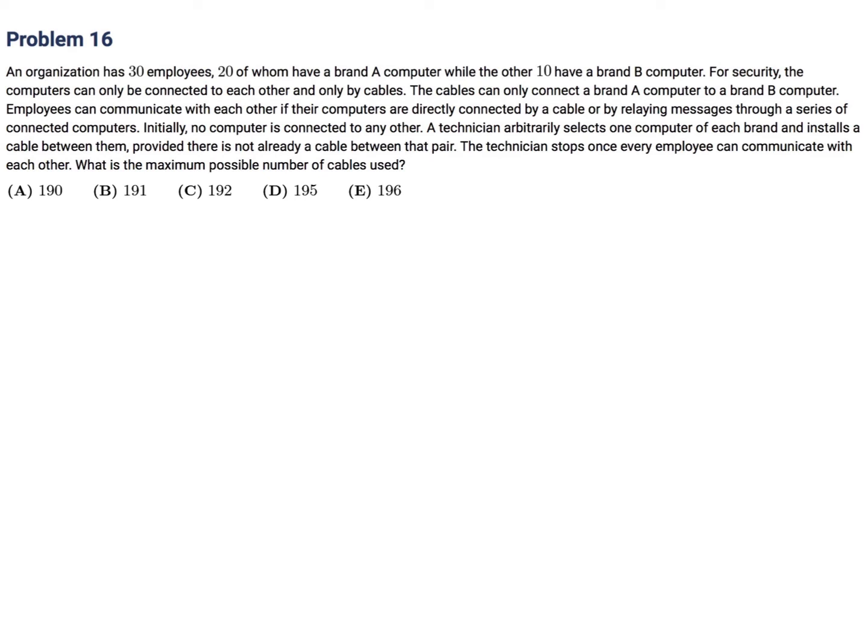Number 16: an organization of 30 employees, 20 of which have brand A computers, while the other 10 have brand B. For security, computers can only be connected to each other and only by cables. The cables can only connect a brand A to a brand B computer, and employees can communicate with each other if the computers are directly connected by a cable or by relaying messages through a series of connected computers.